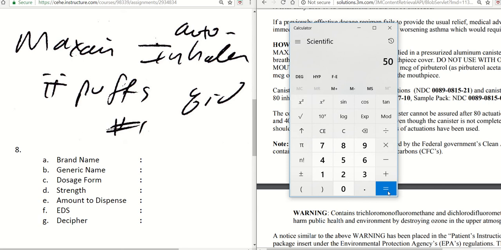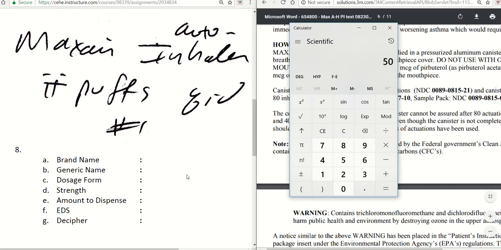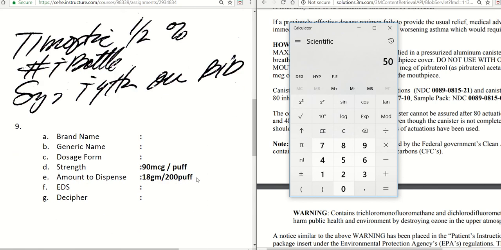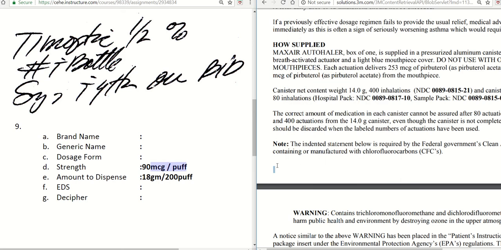Anytime you have an inhaler or nasal, then you'll need to find this information: how much drug per actuation, how much drug per container, and how many actuations per container. All right, just a couple more. You can ignore this information. That's an error. Just delete that if it's there for you.